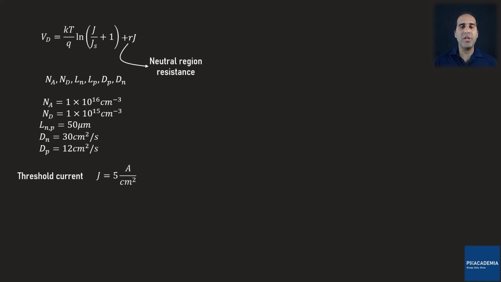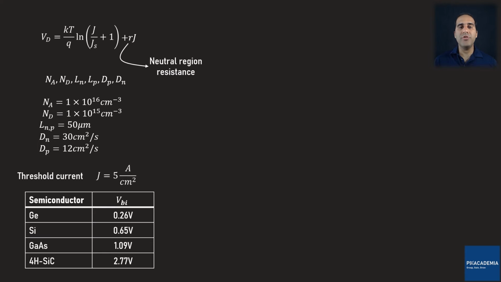So I use this number. By doing the calculation, the built-in voltage diagram for the germanium, silicon, gallium arsenide, and 4H silicon carbide based PN junctions is obtained. The built-in voltage for a germanium diode is 0.26 volt, for silicon 0.65 volt, for gallium arsenide 1.09 volts, and for 4H silicon carbide 2.77 volts.